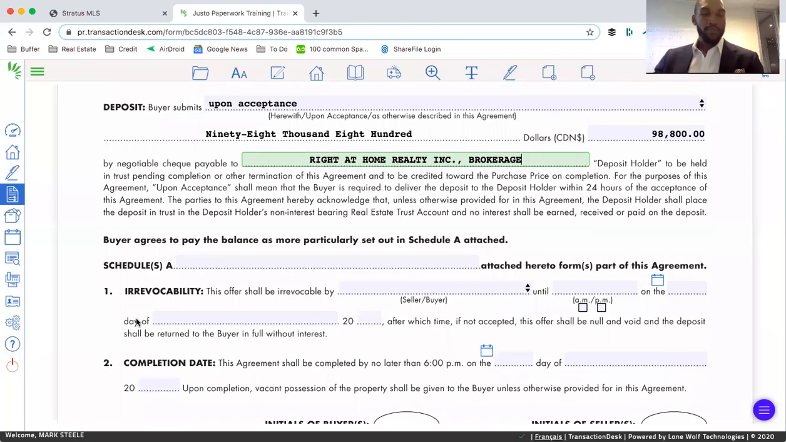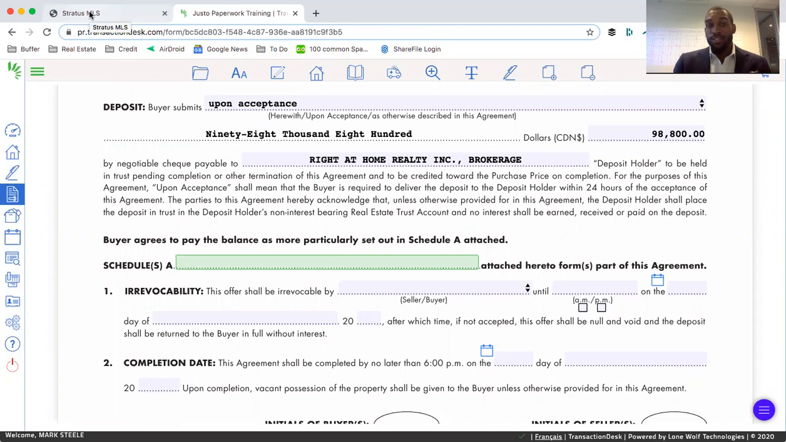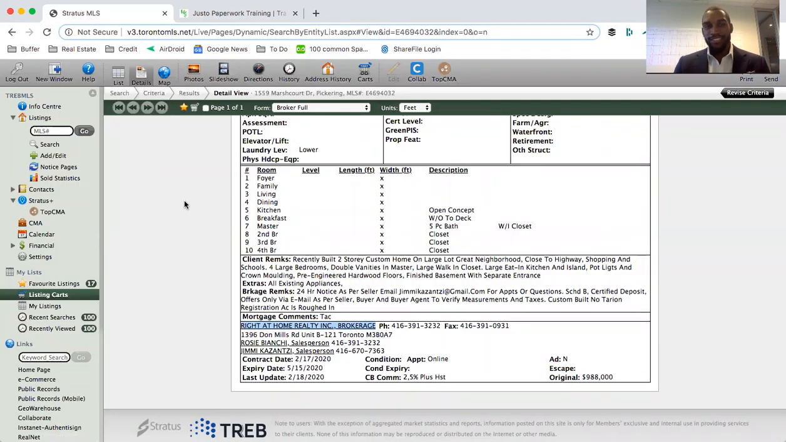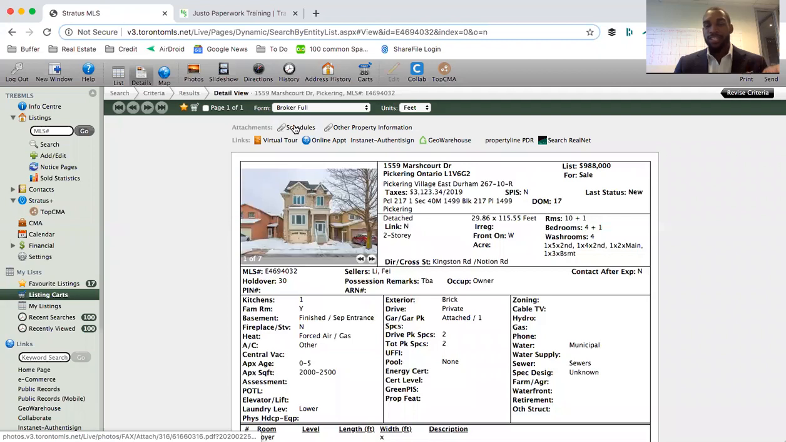Coming down here, you're going to see the schedules. So again, if there are any additional schedules attached to your agreement of purchase and sale, this is separate from the BRA, we put those in here. Normally there will be a Schedule A, and sometimes, if we don't include our own Schedule A, which we always do, the listing will have schedules attached to their listing as well. So you're going to find those at the top of the listing page right here. So we'll click on that.